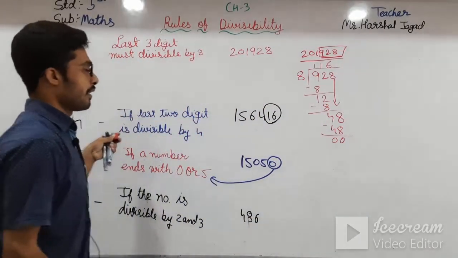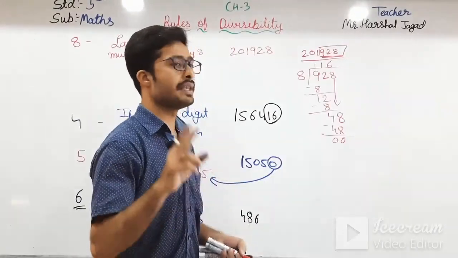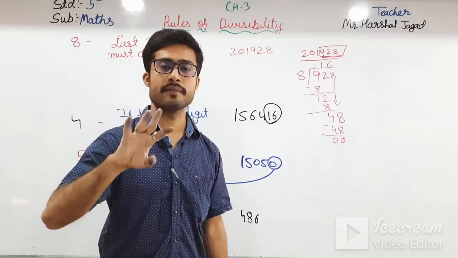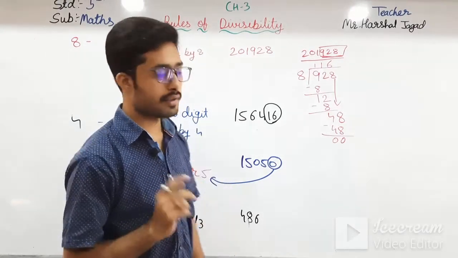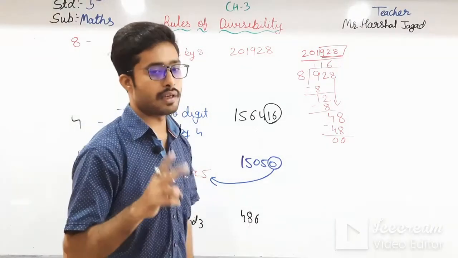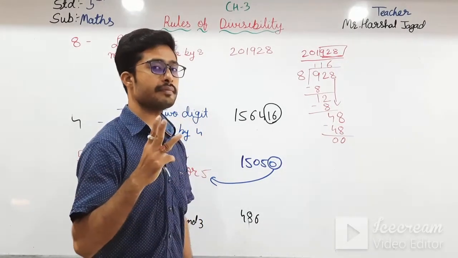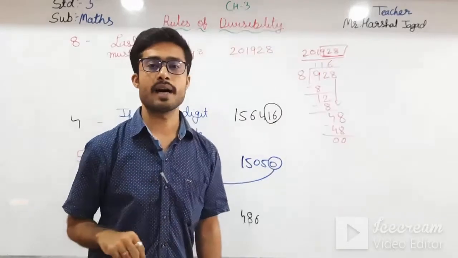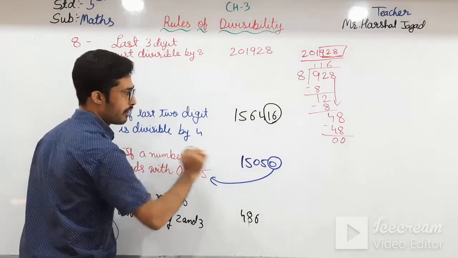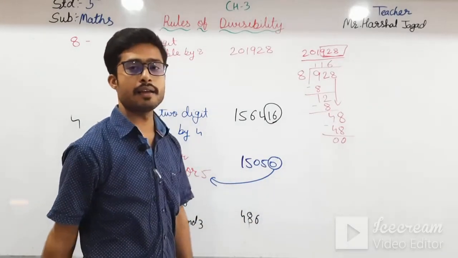Okay students, let us revise it again. For the divisibility test of 2, the last digit must be an even number, that is, it should end with 0, 2, 4, 6 or 8. And for 3, the sum of the digits must be divisible by 3. For 4, the last 2 digits must be divisible by 4.